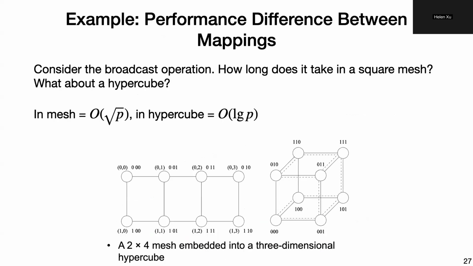Why is the broadcast square root of p in the mesh? If you have p processors, then the length of each dimension in the mesh is root p by root p. In the worst case, you have to broadcast starting from the upper left through to all the nodes. You have to take at least one hop per node in each row, and the top row has root p length.